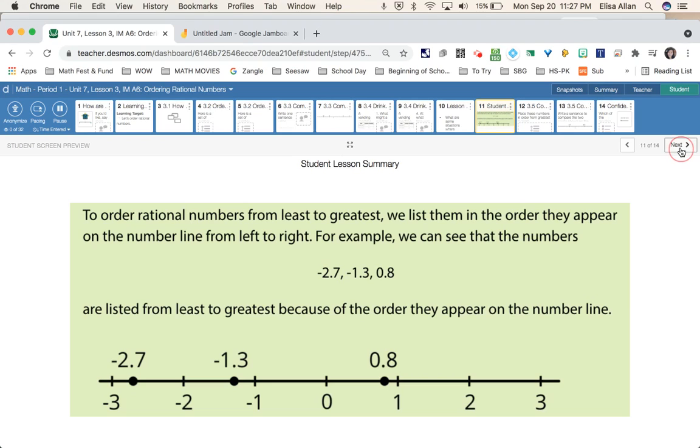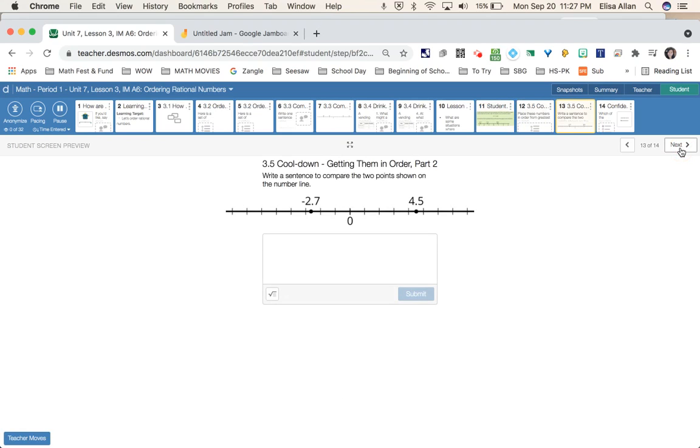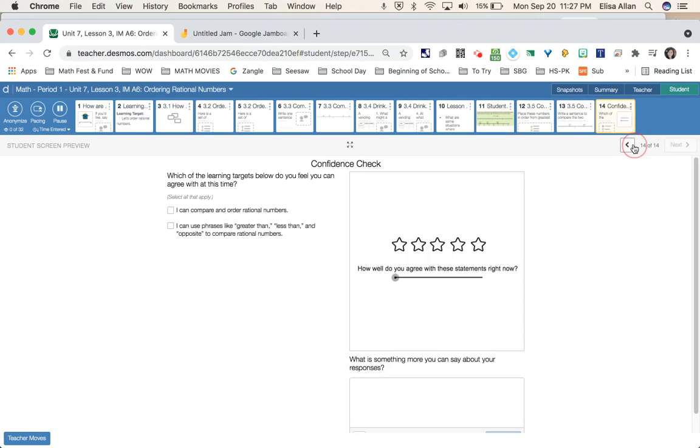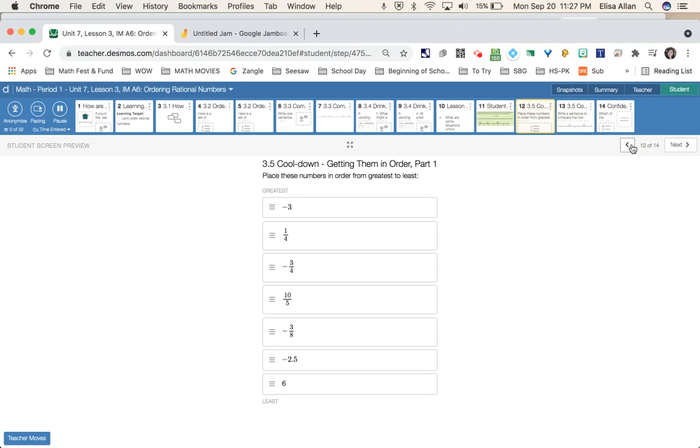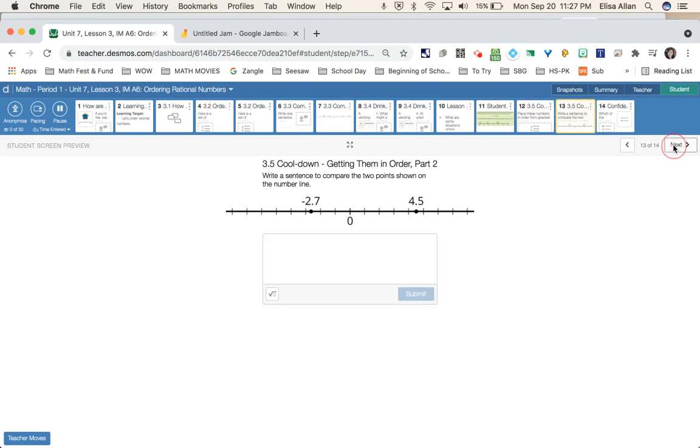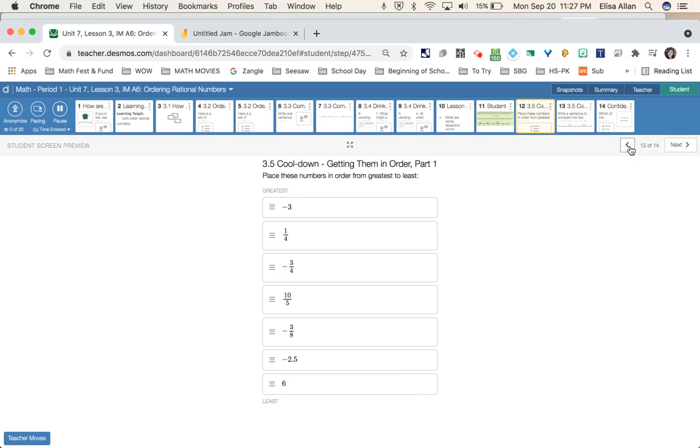And lastly, slides 12, 13, and 14 are your cool down slides. Please make sure you're working on these independently throughout the rest of this time so that way you can do your best to show me what you currently know.